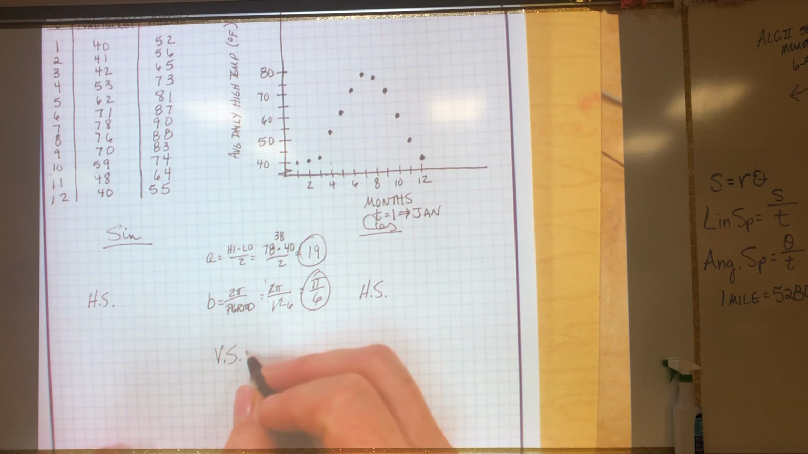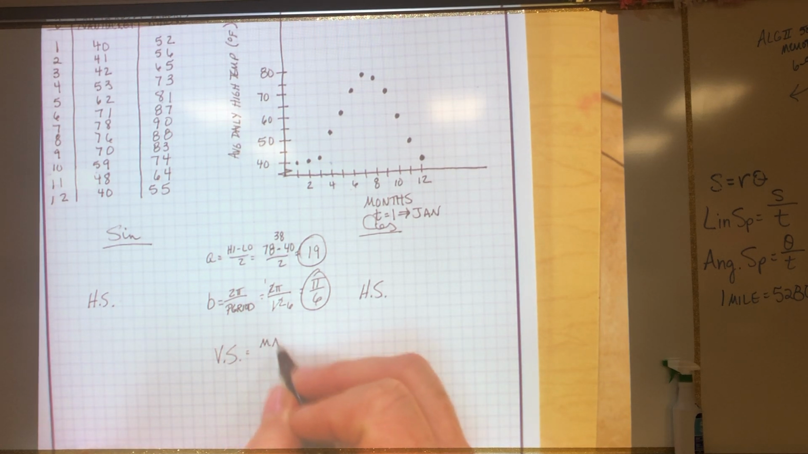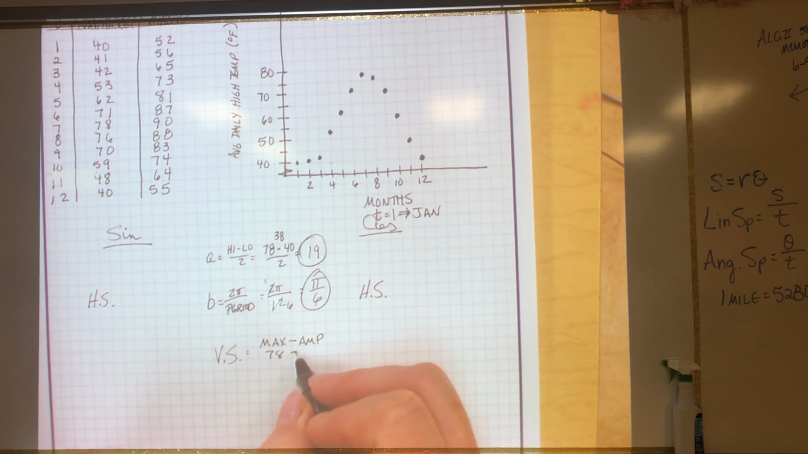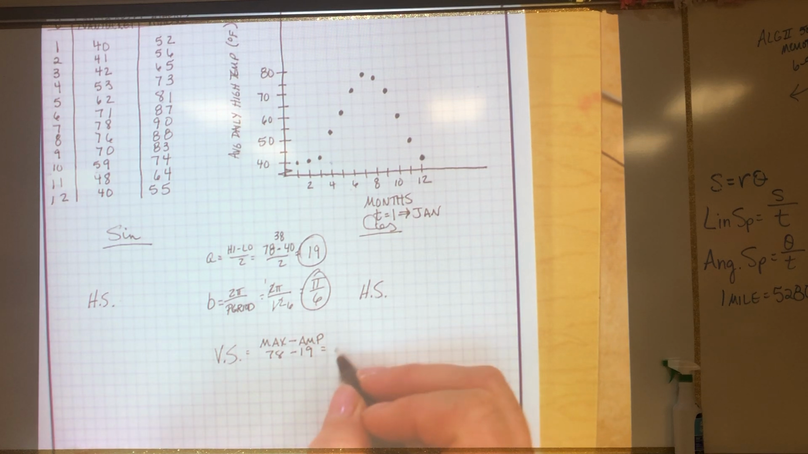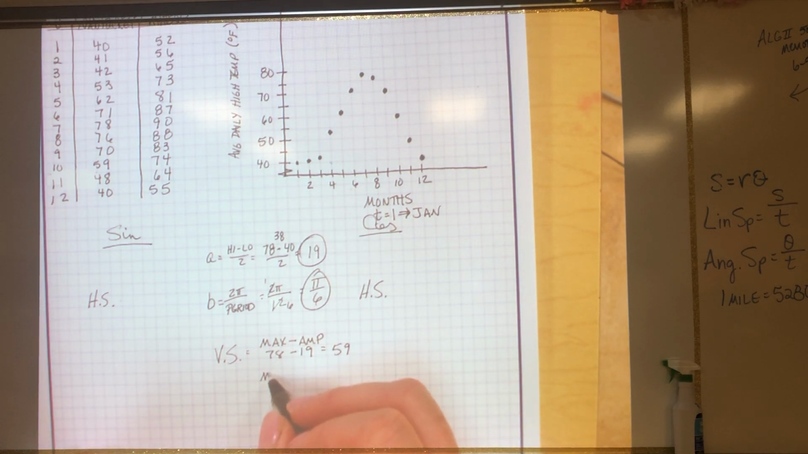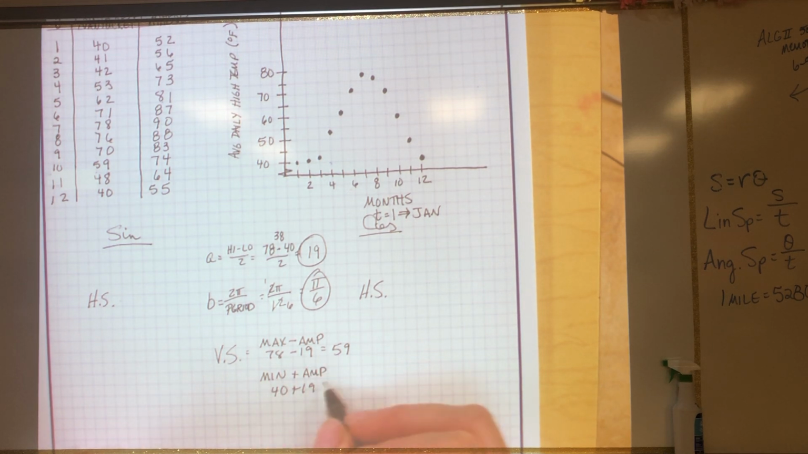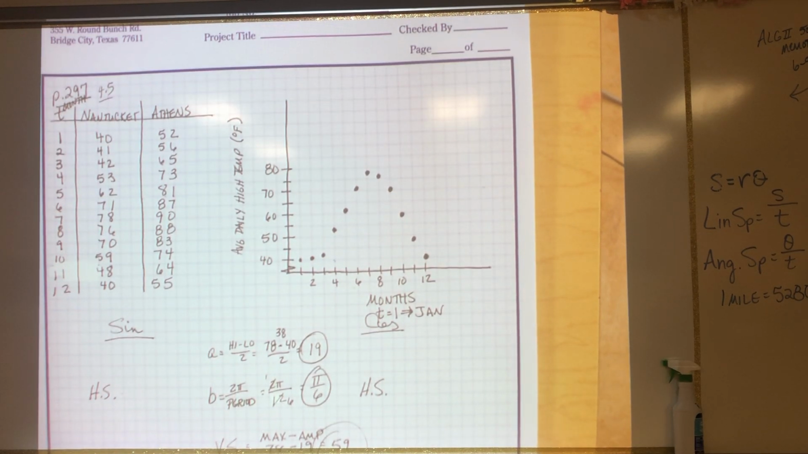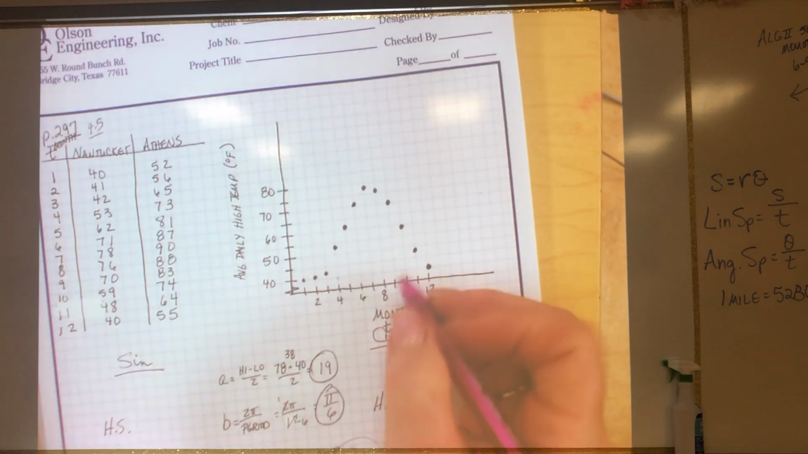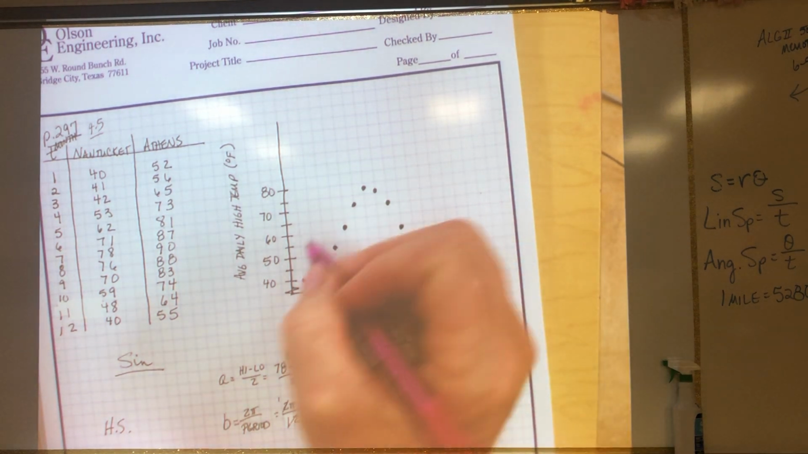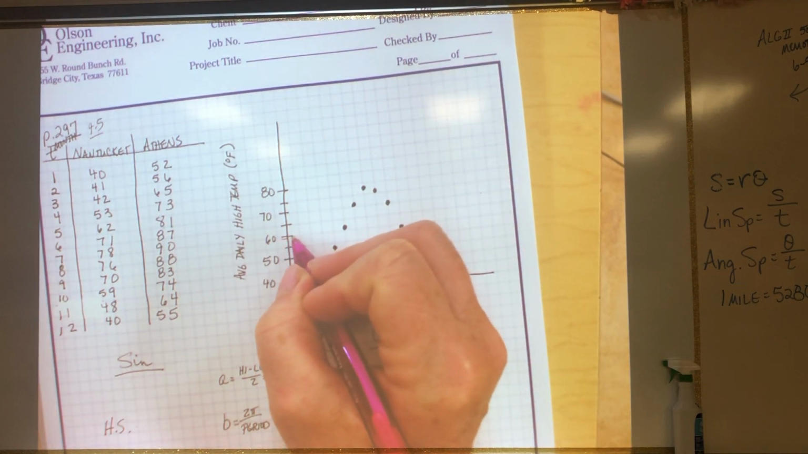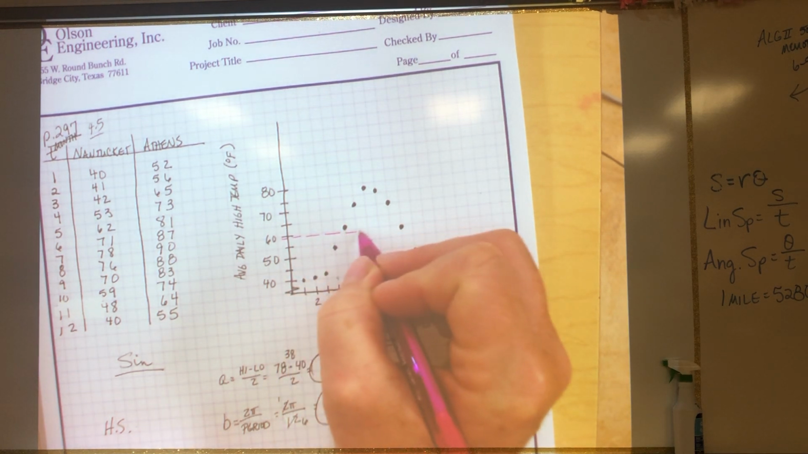My vertical shift is, you can either say the max minus the amp, which is, what's the max? 78 minus 19, which is 59. Or you can say the min plus the amp, and that would be 40 plus 19. And guess what, people? It's the same thing, okay? So watch what I'm going to do, all right? I'm going to draw it on here, and here's why. It's important where it hits this curve. So 59 is just a tad bit below 60.